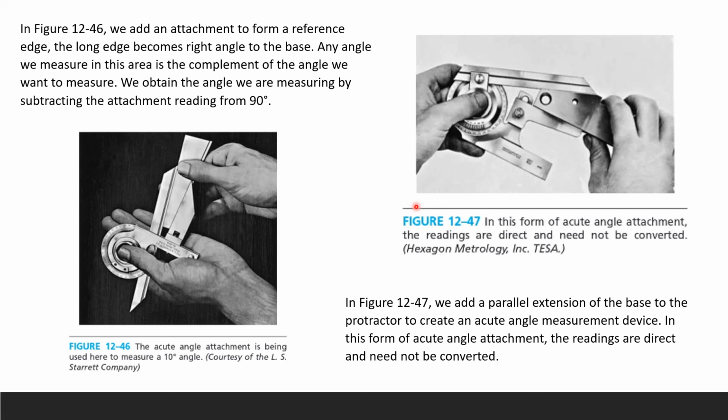Here in this picture, we add a parallel extension of the base to the protractor to create an acute angle measurement device. These are all the modifications to solve the blade issue we have. In this form of acute angle attachment, the readings are direct and do not need to be converted.